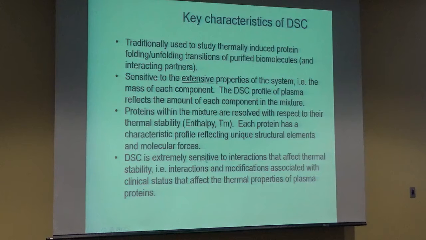DSC is extremely sensitive to interactions and modifications that affect thermal stability, associated with clinical status and affecting the thermal properties of plasma. So the clinical status and the signatures, the clinician is thinking, the scientist is thinking, is there an association, and that's what statistics is going to help find: whether there is an association between these DSC signatures and the clinical status.